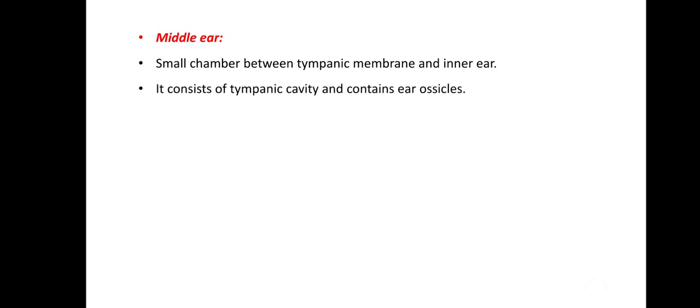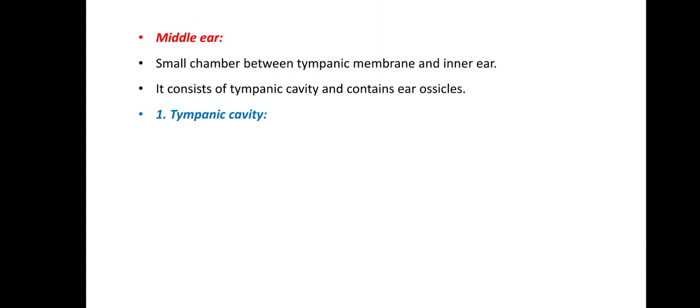Now come to the second important part of the ear, the middle ear. Middle ear is a small chamber between the tympanic membrane, means eardrum, and the inner ear. It consists of the tympanic cavity and contains ear ossicles. It consists of three main ossicles. The middle ear's function is to transmit sound waves from the outer ear to the inner ear. Okay, and what are those three ossicles? We will see further.